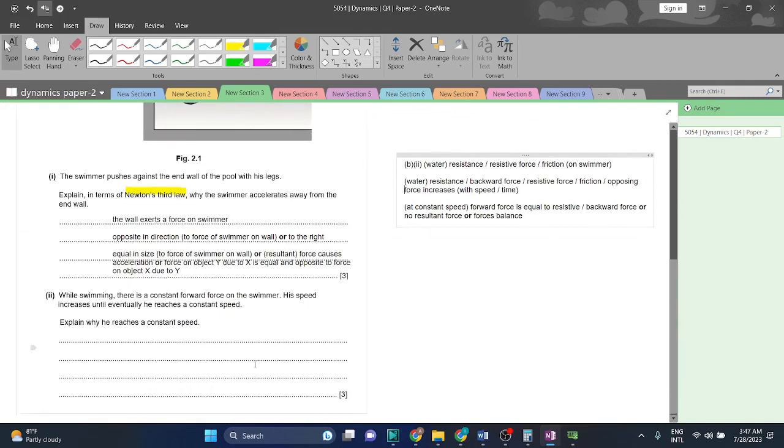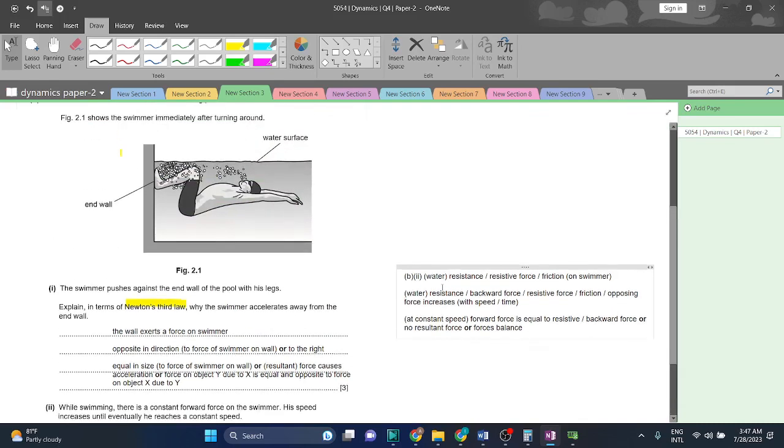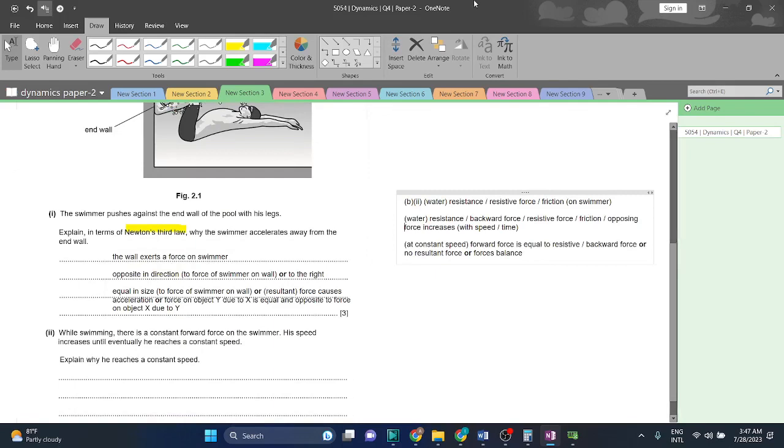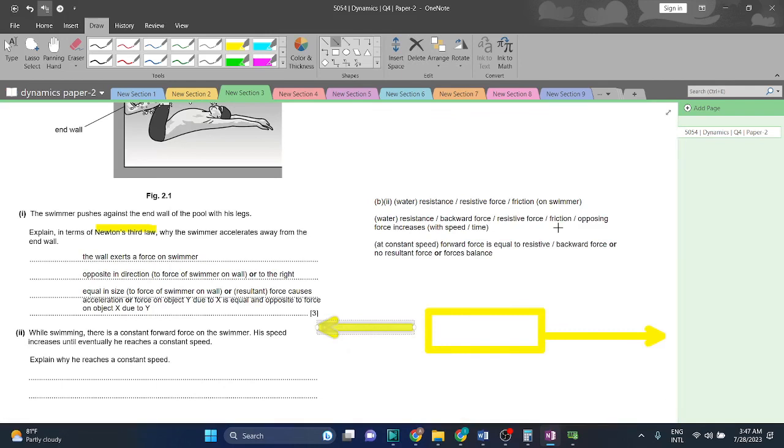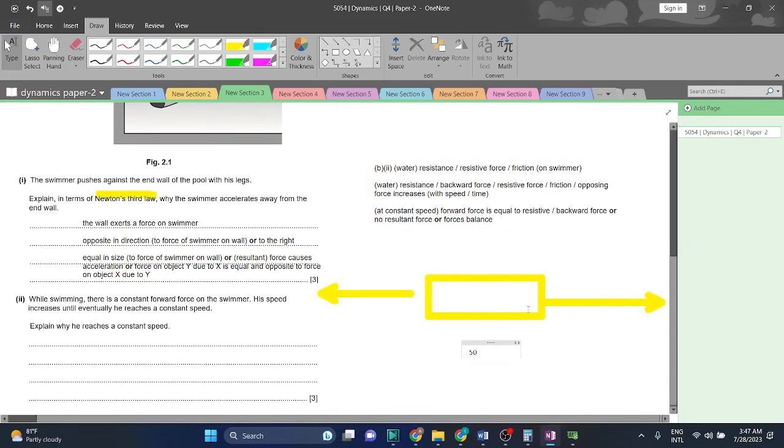While swimming, there is a constant forward force on the swimmer. His speed increases until he eventually reaches constant speed. Constant speed is always reached when the forces are equal. There is no resultant force. When forward force is equal to the backward force, there must be no resultant force, and when there is no resultant force, there is no acceleration. For example, 50 newtons is a forward force, and the same 50 newtons is a backward force as well.